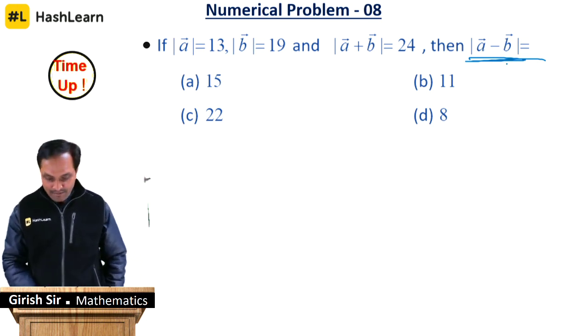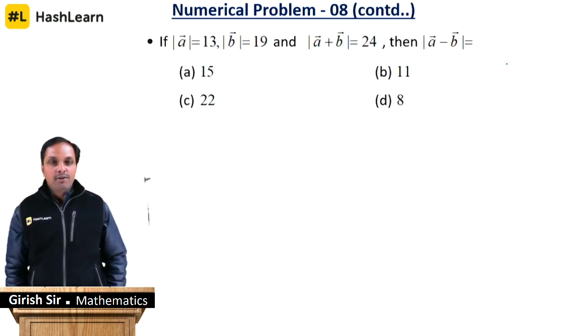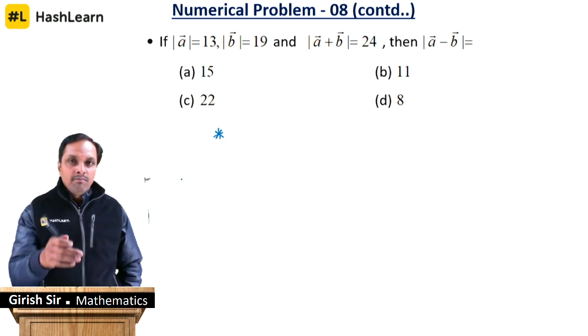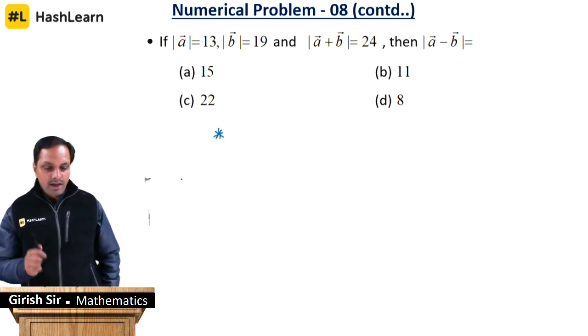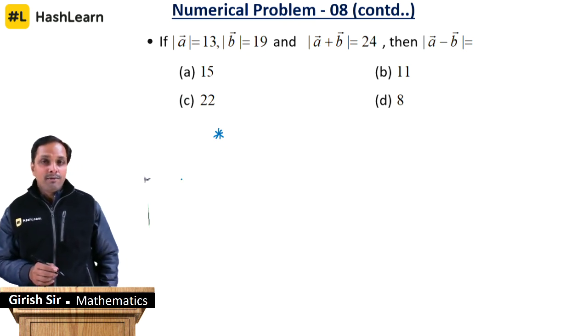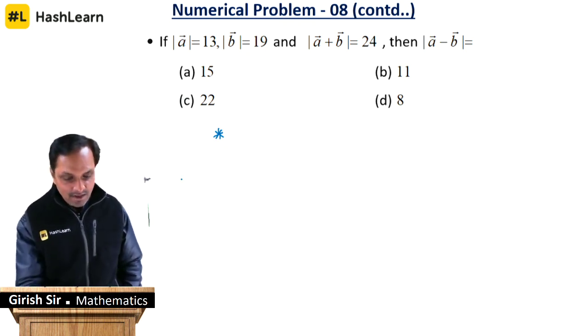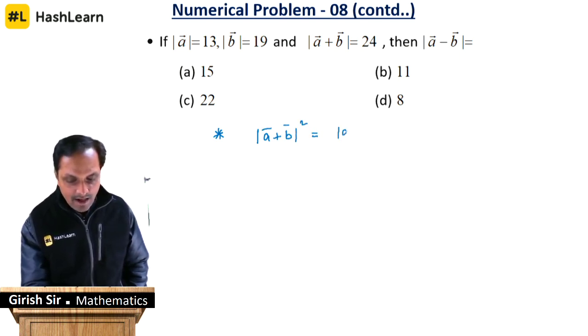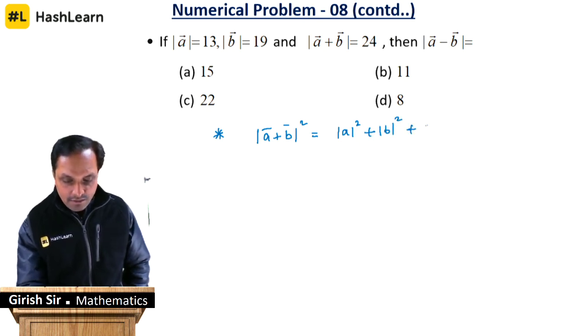Yeah, time is over. Let's see, you know that these formulas, please remember these formulas. Before few minutes I gave you a formula, a plus b whole square formula. So in the same way we can write this also. A plus b magnitude whole square is magnitude of a square plus magnitude of b square plus 2 times a dot b.